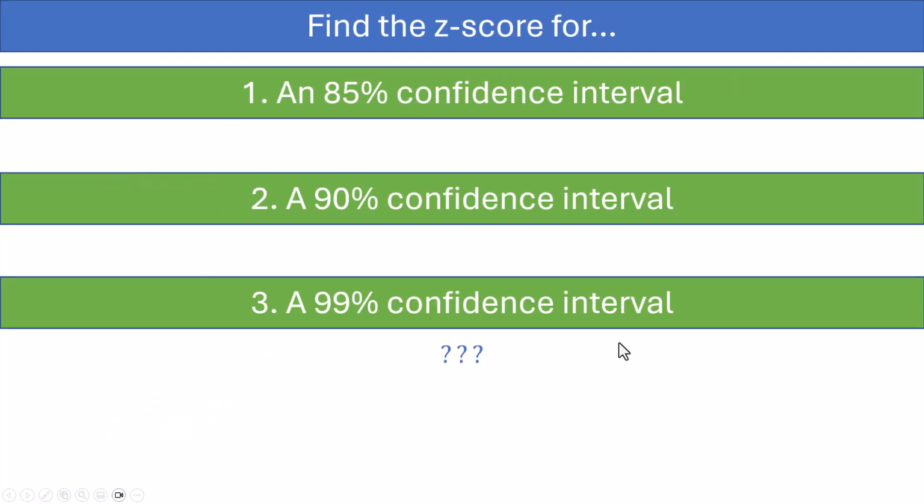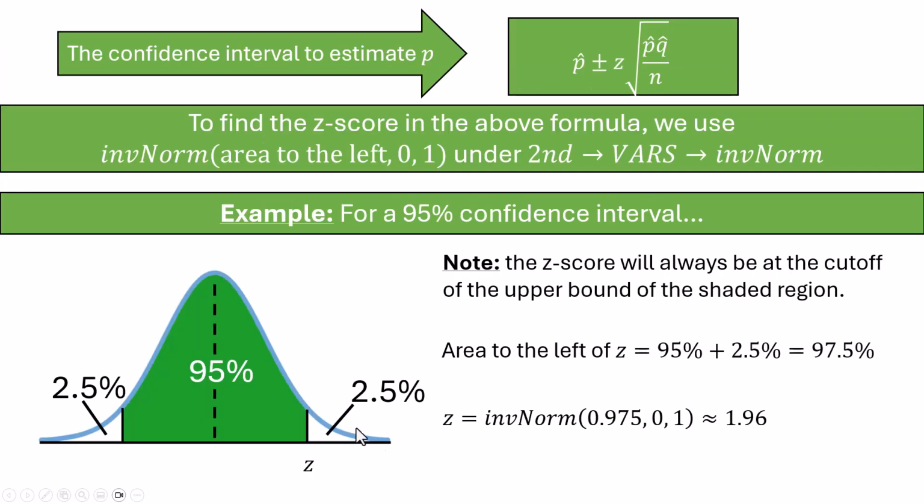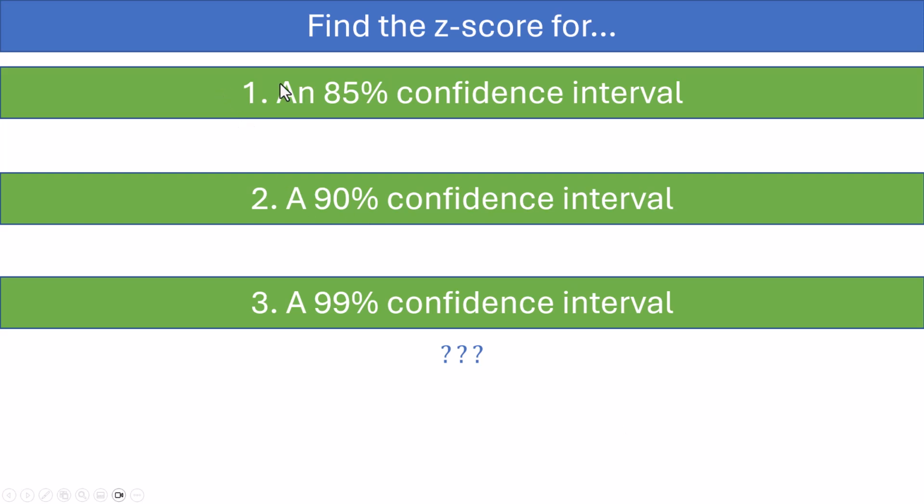Okay, so here's a chance for you to try this. See if you can find the z-score for each of these three circumstances. What you're going to want to do is draw a distribution, put whatever percent confidence interval you're dealing with in the middle, find the two tail areas, add up the middle area and the area in the left tail, and input that into inverse norm in order to get three different possible z-scores. So go ahead and pause the video and give that a shot.